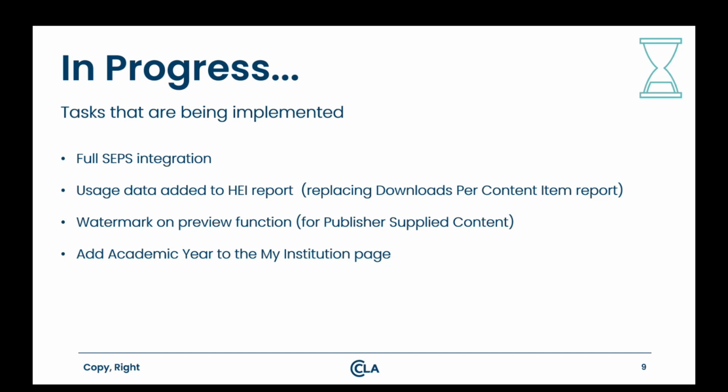Now, usage data. There was a requirement from Imogen a very long time ago to merge the HEI report and the downloads per content item report. This was done, but it was never fully scoped out or scrutinized. So when we launched, users were finding that the functionality of filtering a report by date wasn't effective. So we have a lot of work, I say we, our developers, in the background to get this back to what was initially asked for.